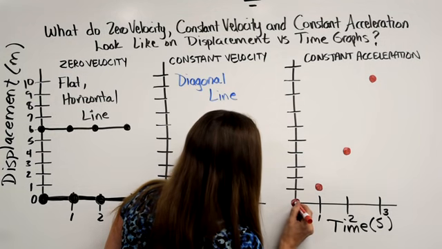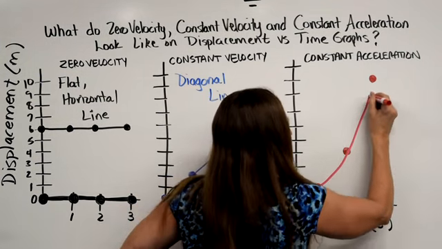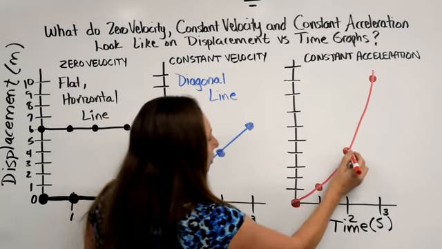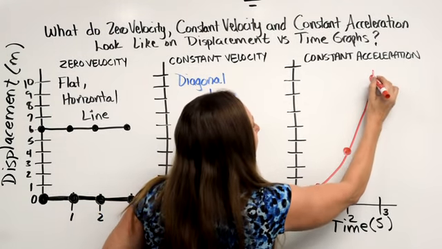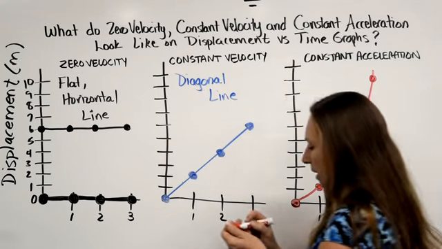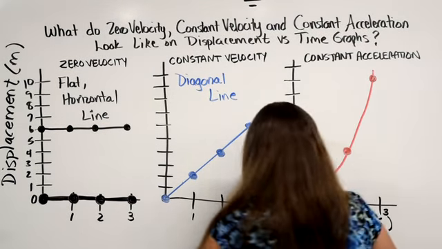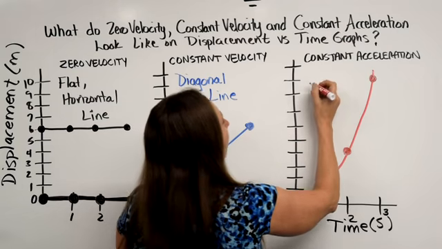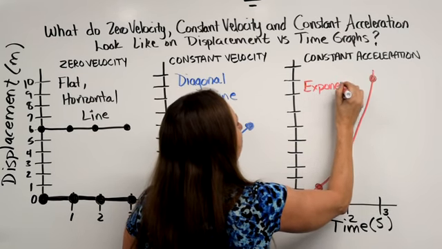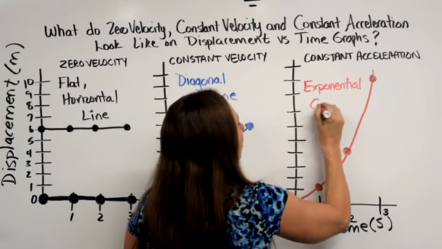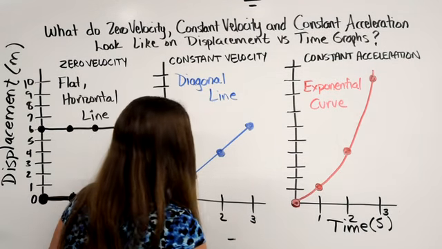Now let me try to make this really nice. Just a nice swing. There we go. Perfect. Beautiful curve. So, what have we learned here? What you want to take away from this is that this is a curve. Let's call this an exponential curve, or a curved line.